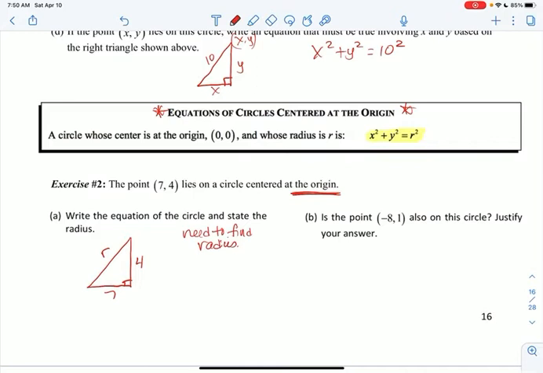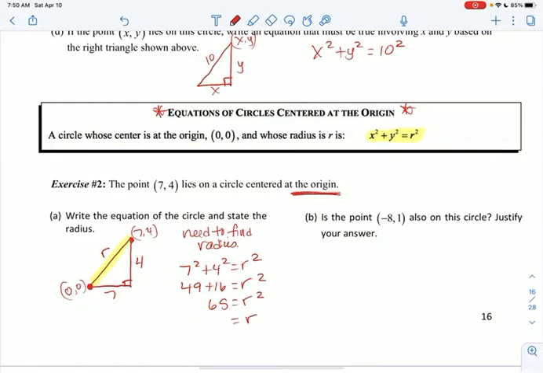But again, this is my origin (0, 0). This is my point (7, 4). And I'm trying to find out the radius, this line right here. What is the radius of my circle? So I'm going to do my Pythagorean theorem. 7 squared plus 4 squared equals r squared. 49 plus 16 equals r squared. 65 equals r squared. So r equals the square root of 65.